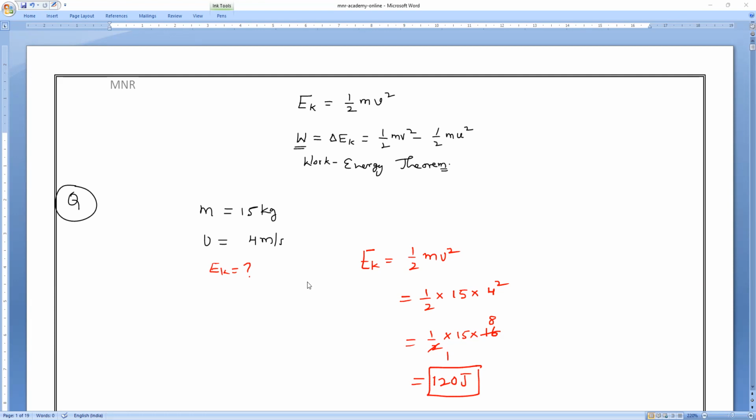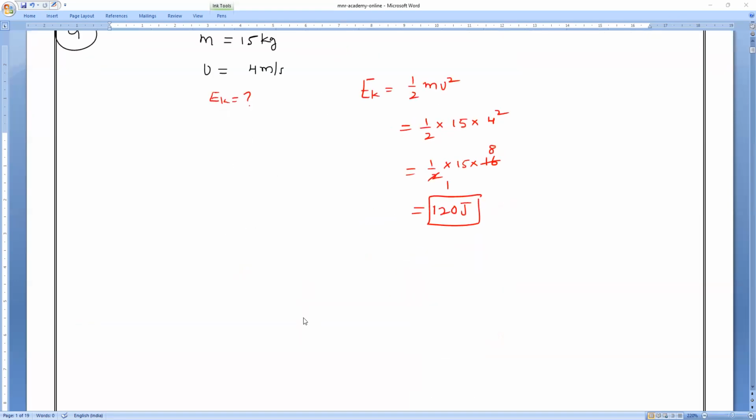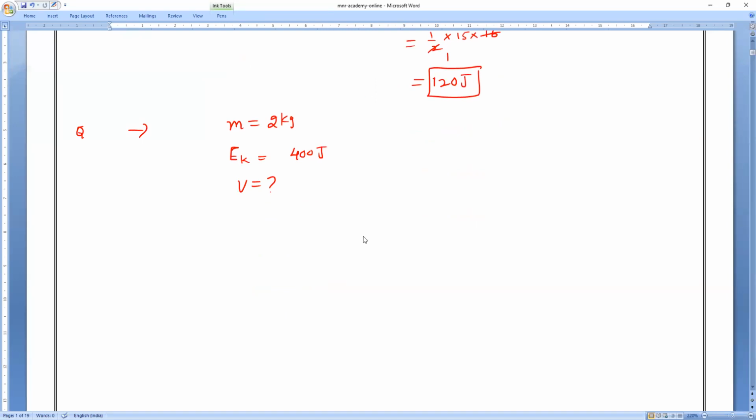Next, second question. Kinetic energy possessed by a body of mass 2 kg is 400 joules. Calculate the velocity of the body. Do it fast and tell me, everybody. Everybody must try. No excuse for anyone.